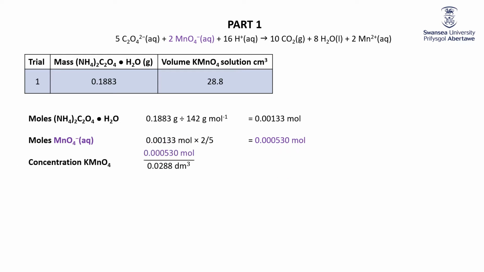And then finally concentration is of course moles over volume. Moles we just got 0.00530, volume 28.8 cubic centimeters, which is 0.0288 cubic decimeters, or 0.0184 moles per cubic decimeter.